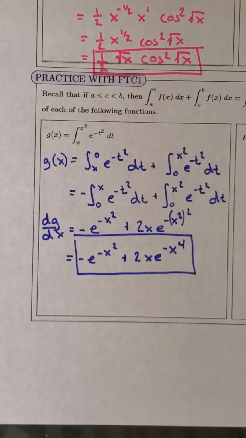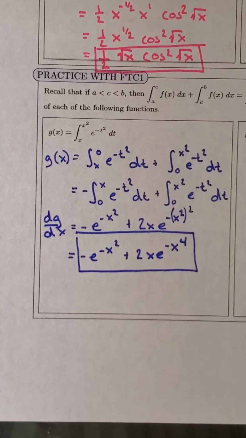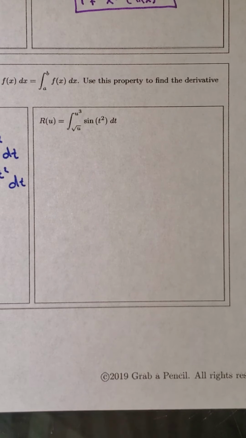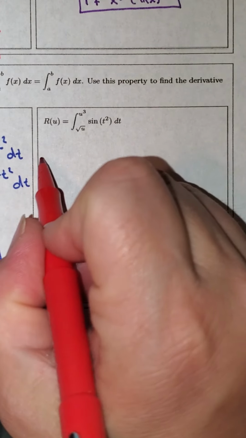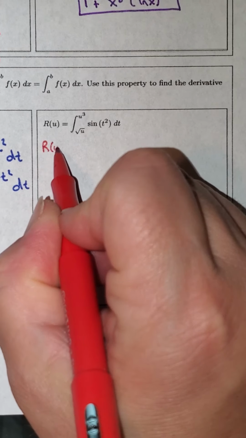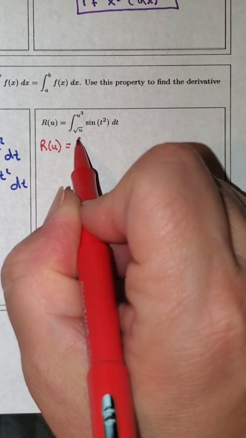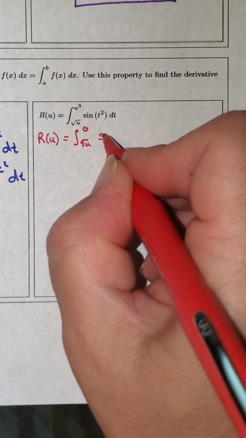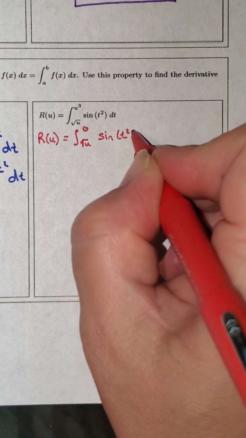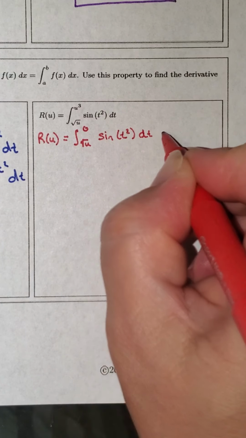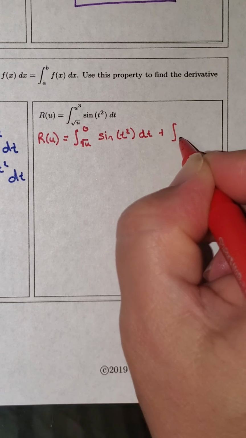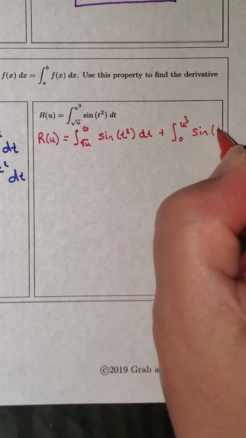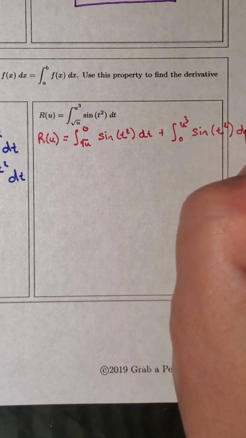Okay, now this last one. Again, I'm going to split it using the 0. So this is still r of u. We haven't actually taken the derivative yet. It equals the integral from the square root of u to 0 of sine of t squared dt. Now this is the variable being squared, not the sine function. Plus, and then our integral from 0 to u cubed of sine of t squared dt.